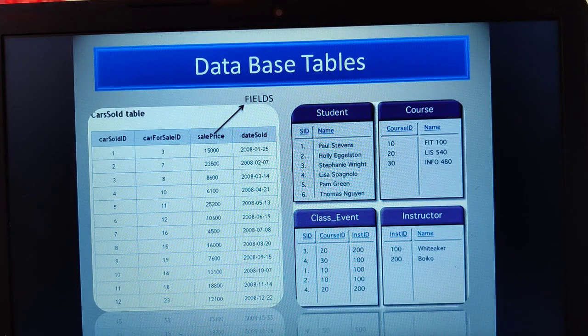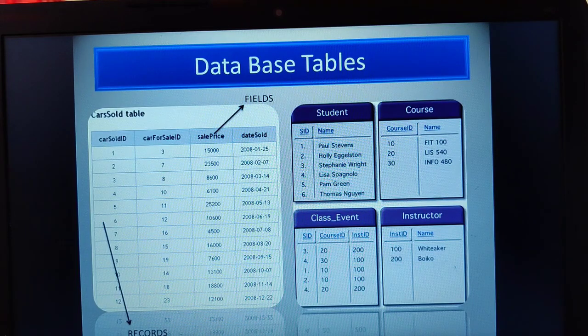So these are the fields. The column names are called fields. And what are the records? Each entry in the table. Car sold ID is 6 here, cars for sale ID is 12, sales price is 10,600 and the date sold was 2008-06-19. Now this is one record, which is also called a row. I hope you are able to understand.